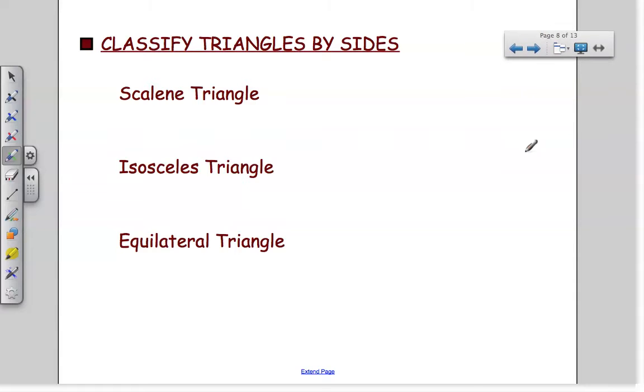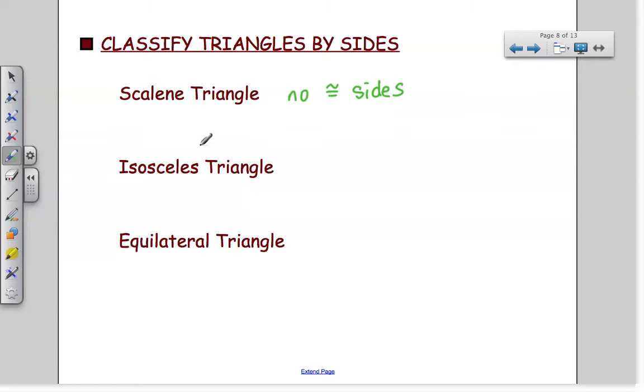Something else we need to do today is classify triangles by their sides, and then we're going to do by angles. Hopefully you are relatively familiar with these terms. When you talk about classifying triangles by sides, you're looking at if any lengths are the same. And you have scalene triangles, isosceles triangles, and equilateral triangles. Hopefully you know that a scalene triangle has no congruent sides. All the sides are a different length.